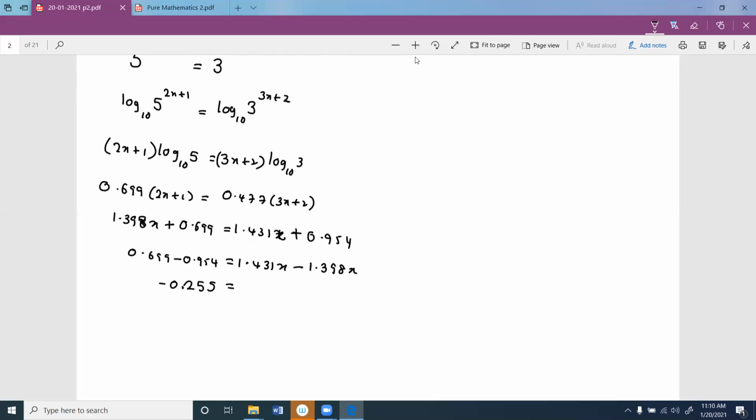Then you can answer the 1.431 minus 1.398. That answer is 0.033x. Then you can say x is equal to 0.2 minus 0.255 divided by 0.033. Then you can say to get the answer, right? Minus 0.255 divided by 0.033. Then the answer becomes minus 7.73. That's the answer for that.